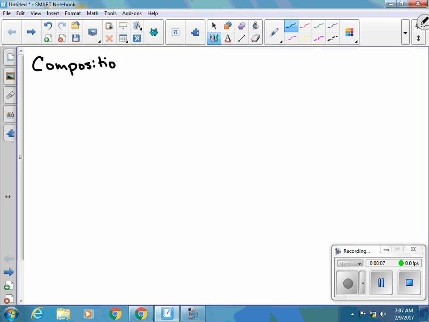We're looking at a composition of functions. A composition of functions is where we take one function and plug it into another function in order to build a new function. With that being said, there's two different types of notation.